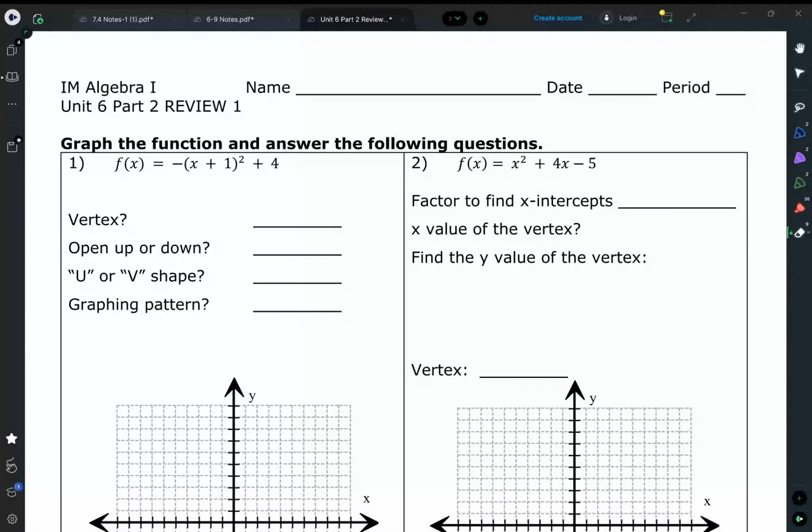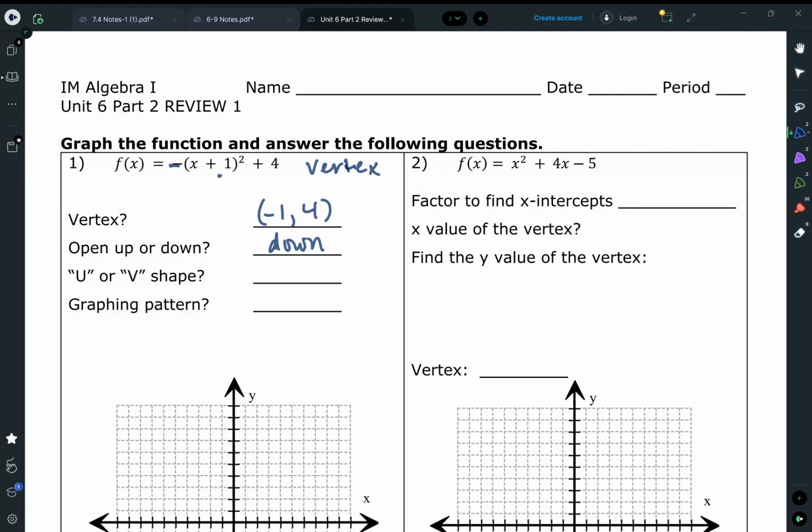So our first quadratic to graph, our first parabola, is prompting us with some questions. Vertex up or down, U or V shape, graphing pattern. That lets me know that I have vertex form. Remember, our vertex form is always the opposite sign, same sign. So negative 1, 4. I have a minus in front, so my graph opens down.